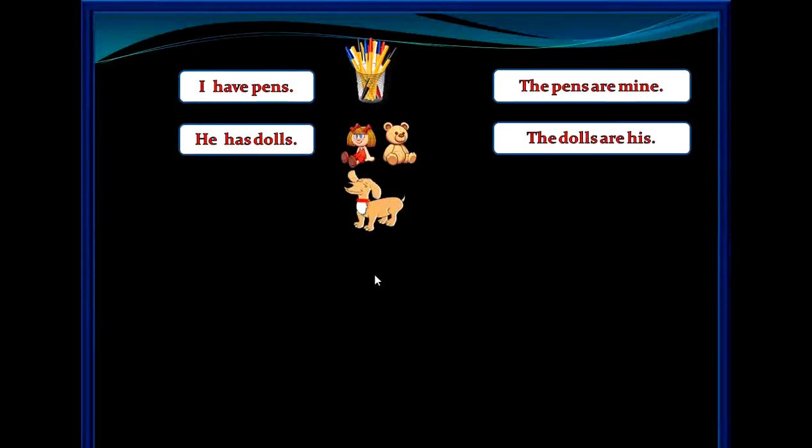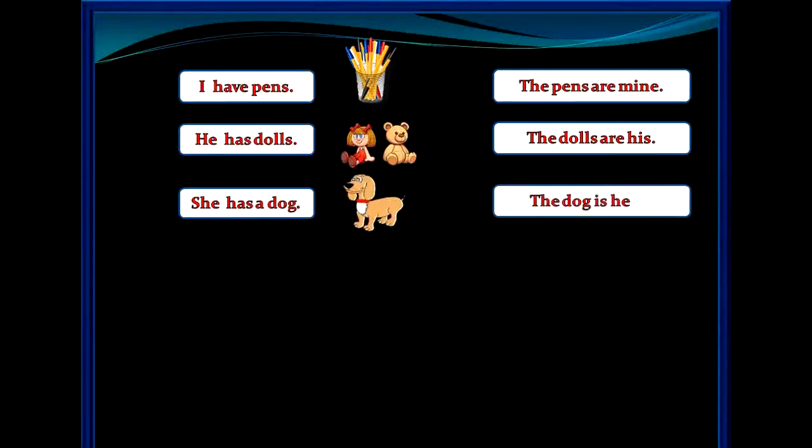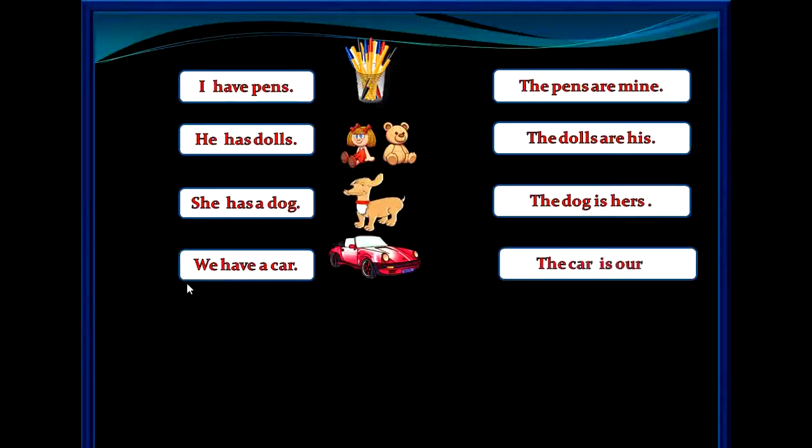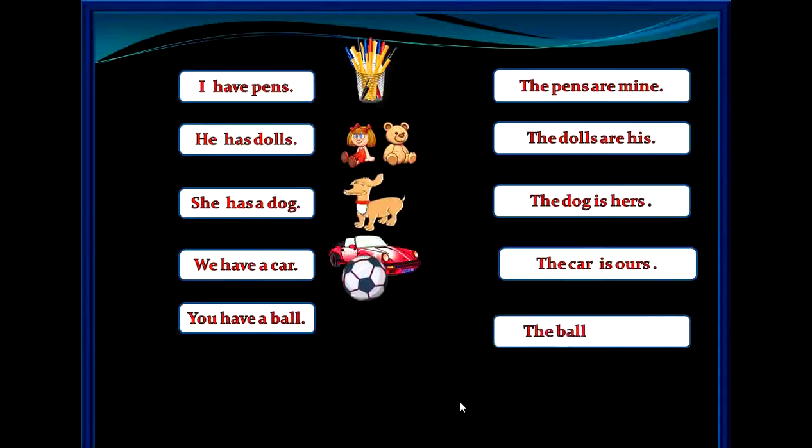Now we have a dog here. She has a dog. And in order to show that the dog belongs to her, we write, the dog is hers. Now we have here a car. We have a car. So in order to say that the car belongs to us, we use the possessive form ours. And the sentence is, the car is ours. Now we have a bouncing ball. You have a ball. Using the possessive form of you, which is yours, we can write the sentence, the ball is yours.